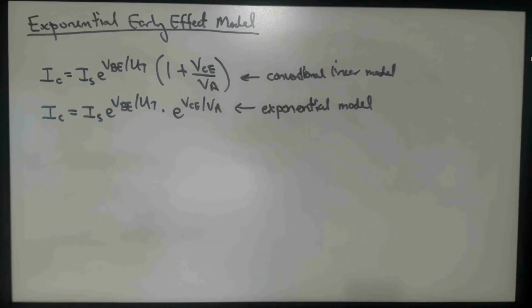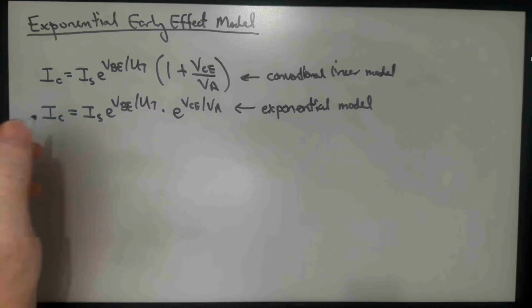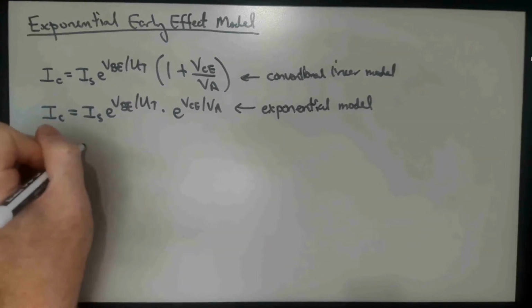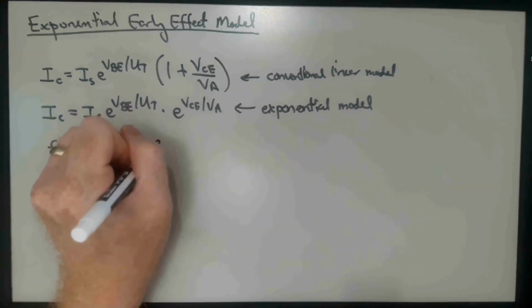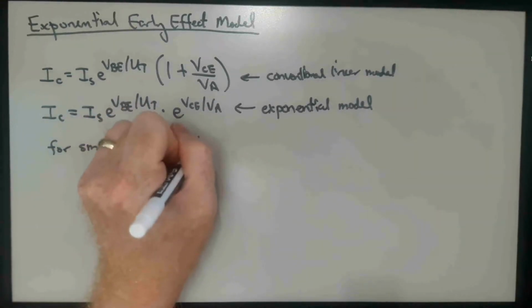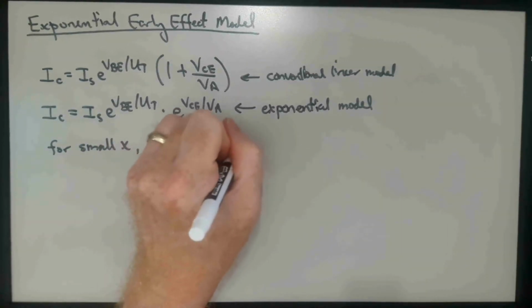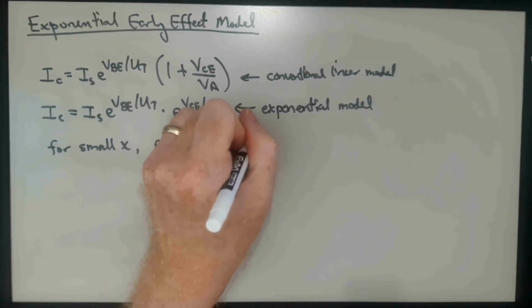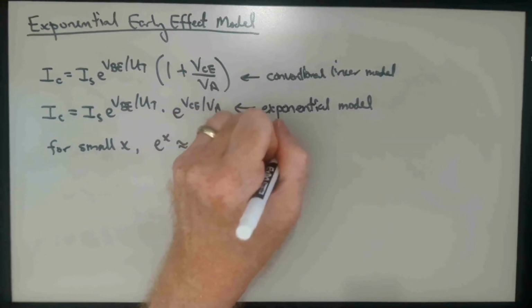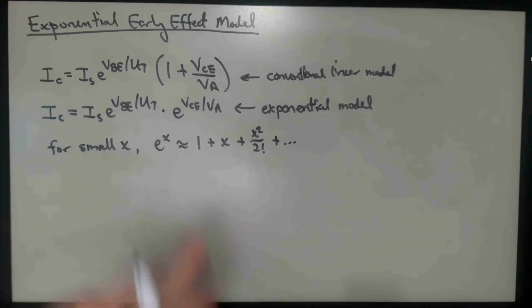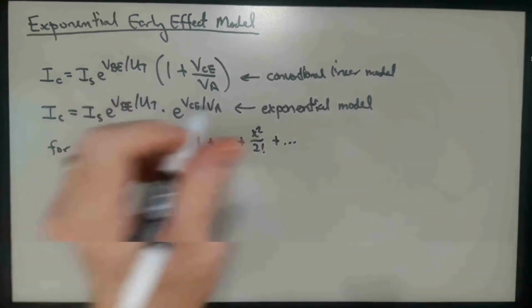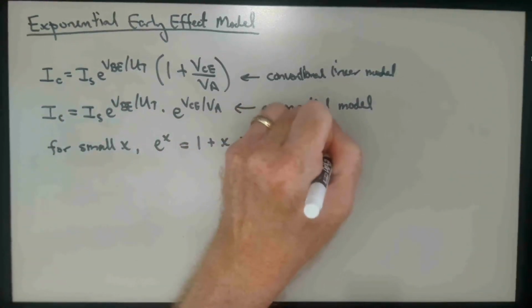So, why is this potentially a good idea? Well, for small x, we know from calculus that e to the x is approximately 1 plus x plus x squared over 2 factorial plus dot dot dot. We can do a Taylor series expansion of e to the x. Actually, it's a Maclaurin series expansion. And then for sufficiently small x, it's approximately equal to 1 plus x.